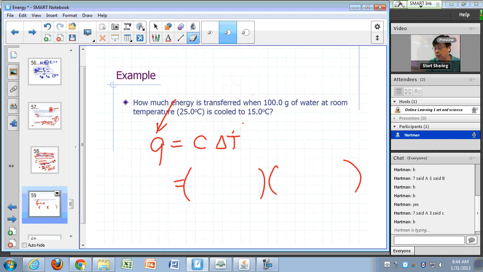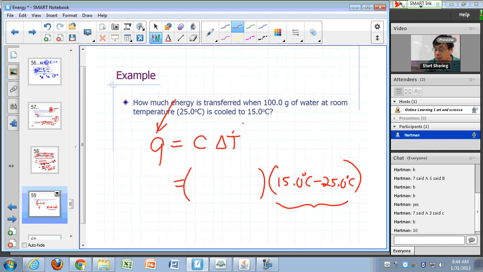Our final temperature is 15 degrees Celsius. Our initial temperature is 25.0 degrees Celsius. So our delta T is 15.0 degrees Celsius minus 25.0 degrees Celsius, which is negative 10.0 degrees Celsius. That's our delta T. Temperature went down from 25 to 15.